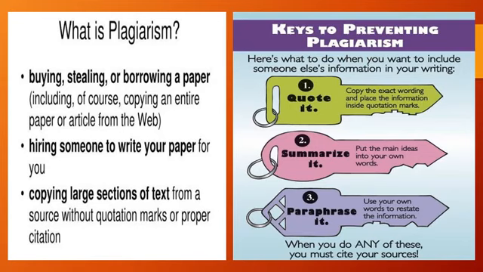There are some preventions by which we can fight plagiarism. Number 1, quote it. If we are copying someone else's data, we should mention his or her name. Copy the exact wording and place the information inside quotation marks. Next, summarize it. Put the main ideas into your own words. Next, paraphrase it. Use your own words to restate the information. When you do any of these, you must cite your resources. So, what did we understand? What is plagiarism? Plagiarism is a process where we use another person's idea or work as our own.